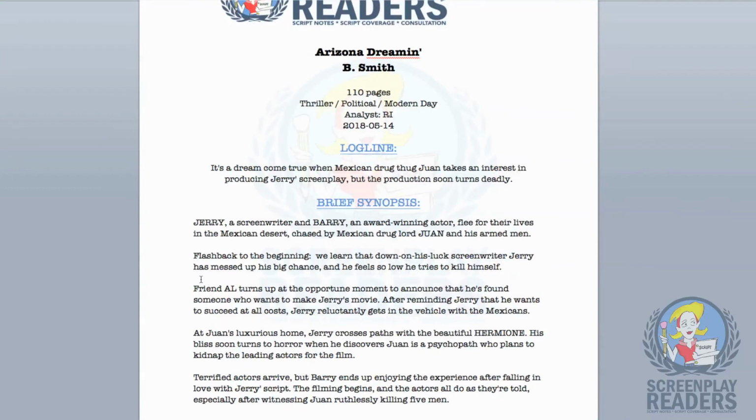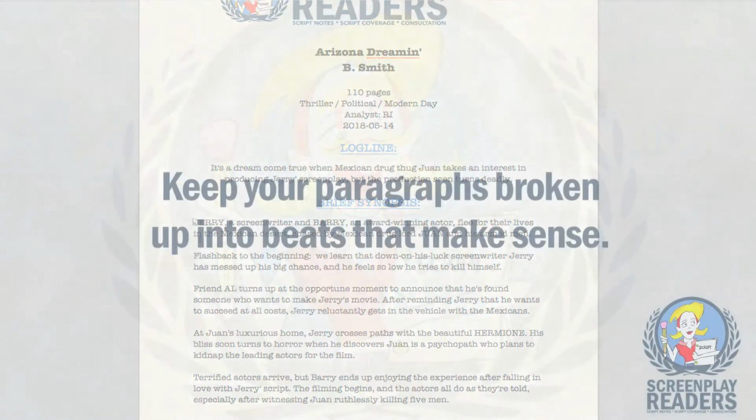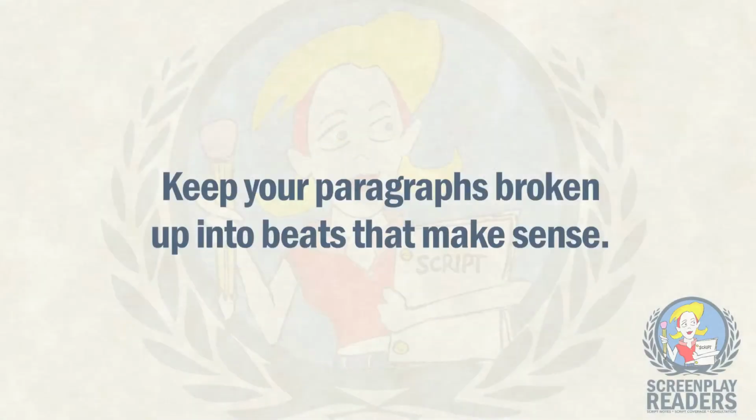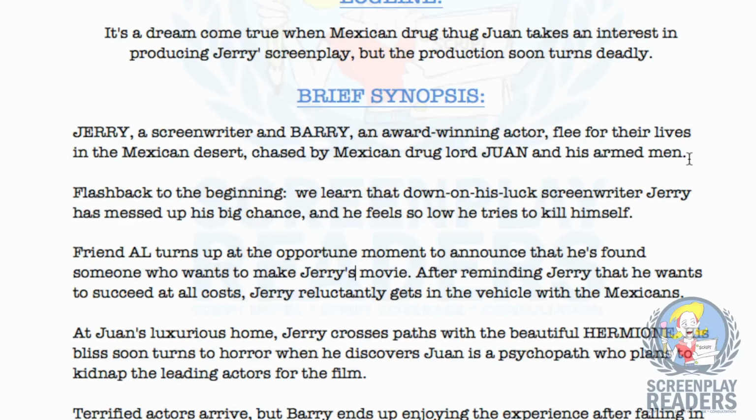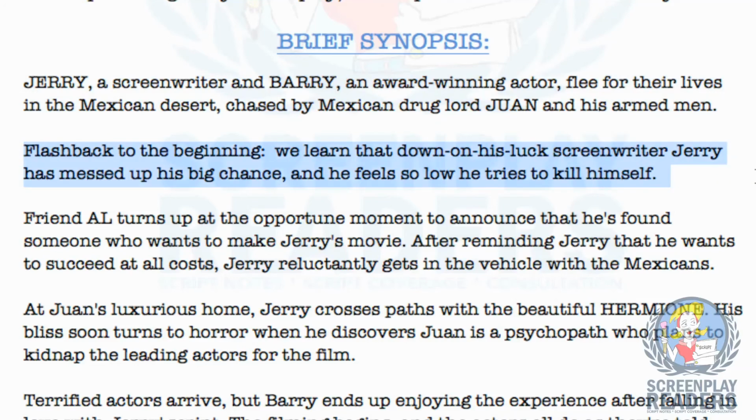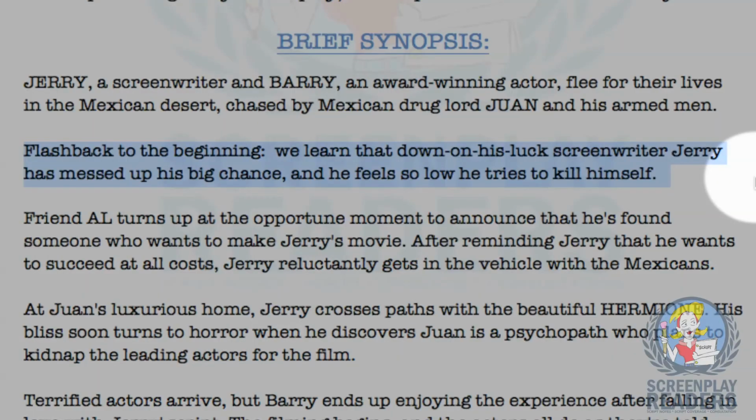And finally, another technical note before we get into the meat and potatoes of writing the synopsis itself. You want to generally keep your paragraphs broken up into beats that make sense. Let's take a look here. Jerry, a screenwriter, and Barry, an award-winning actor, flee for their lives in the Mexican desert, chased by a Mexican drug lord and his armed men. And then we go straight to a flashback to the beginning. We learn that down-on-his-luck screenwriter Jerry has messed up his big chance, and he feels so low he tries to kill himself. Each one of those feels like a beat.